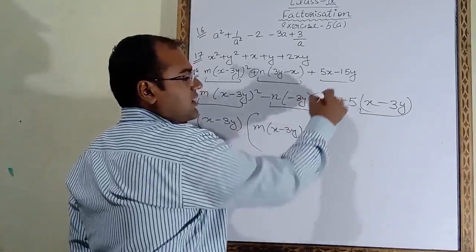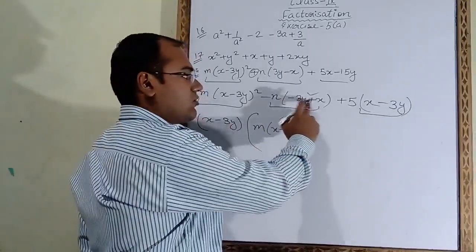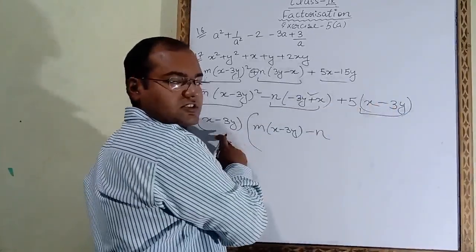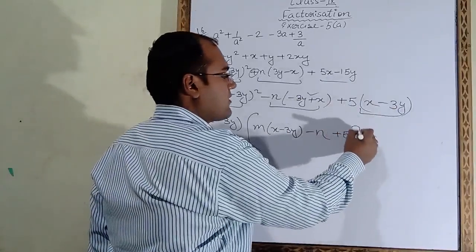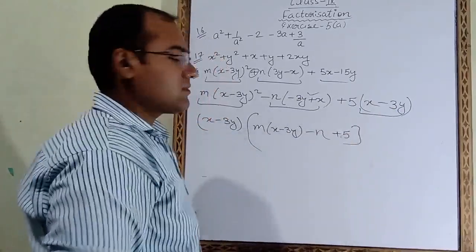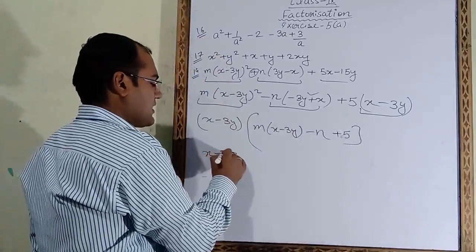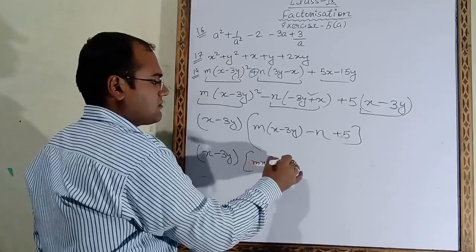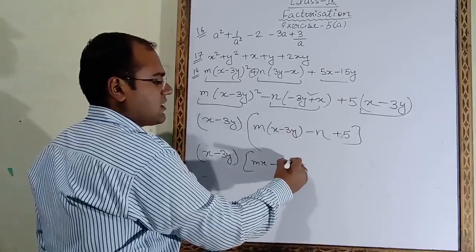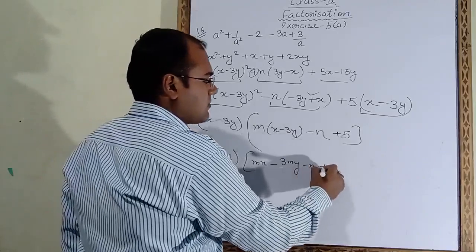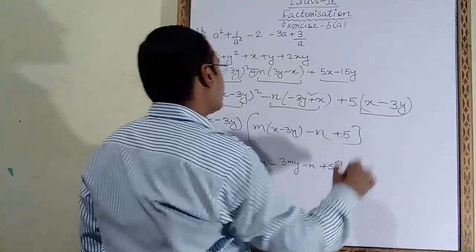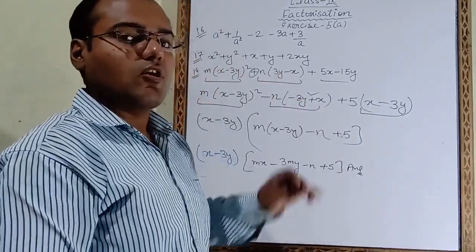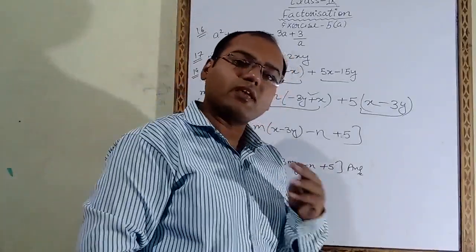From this term also we have taken x minus 3y common. So no need to take this x minus 3y, but we will write minus n. Here also we have taken x minus 3y common, so what is remaining? Plus 5. Now what will be the next step? We will open this bracket. X minus 3y will be as it is. M into x will be mx, minus m into 3y will be 3my, minus n plus 5. This is your answer. So this is the solution of question number 19. So like this you have to do all the questions of exercise number 5th A.